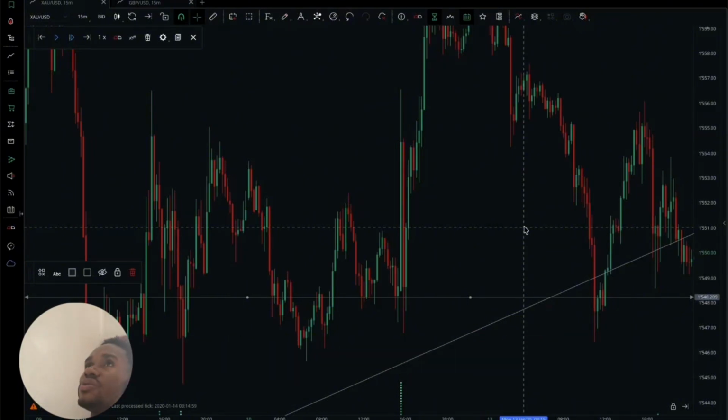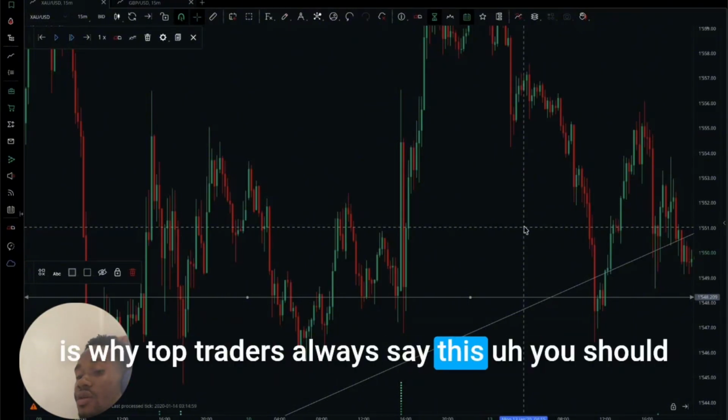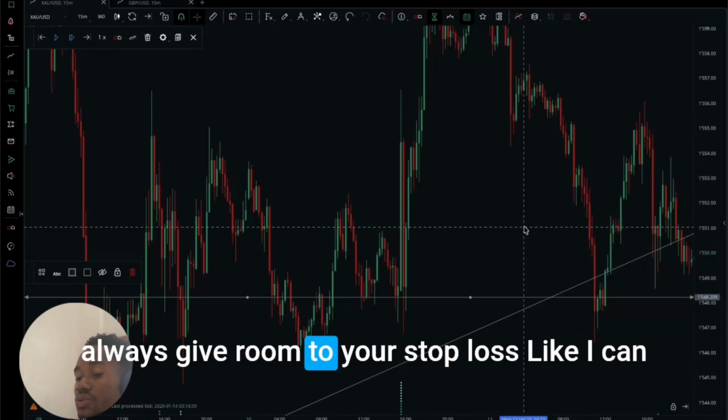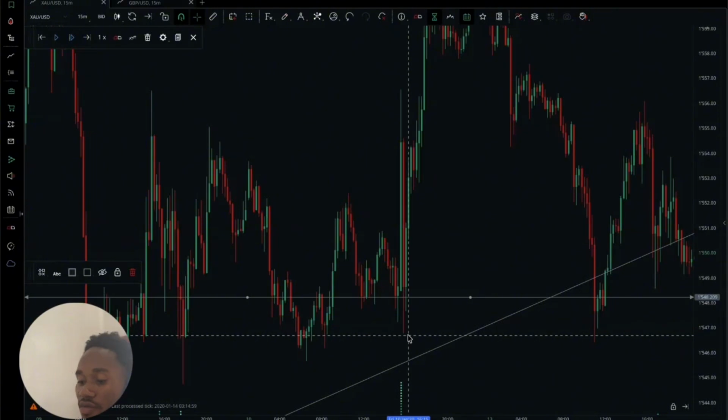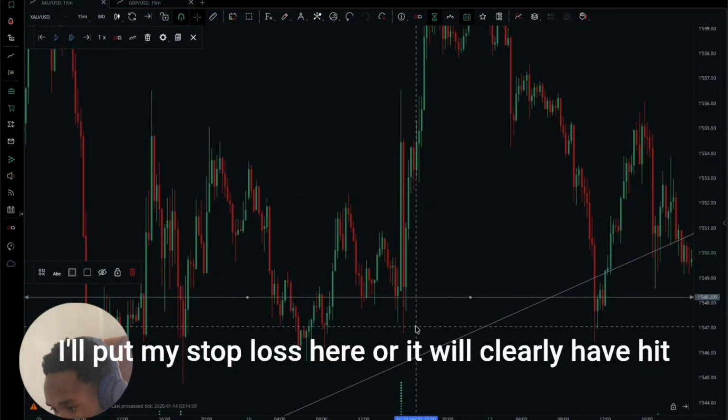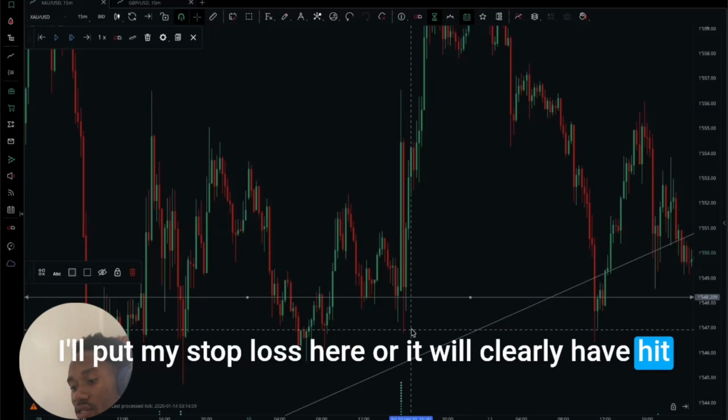So I feel like top traders say this: you should always give room to your stop loss, right? But I see it's clear at this point. Because if I were to trade this, I'd put my stop loss at this place. Alright, I'll put my stop loss here. But it will clearly affect my stop loss.